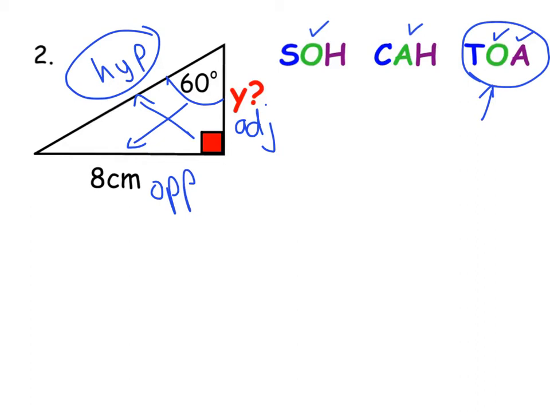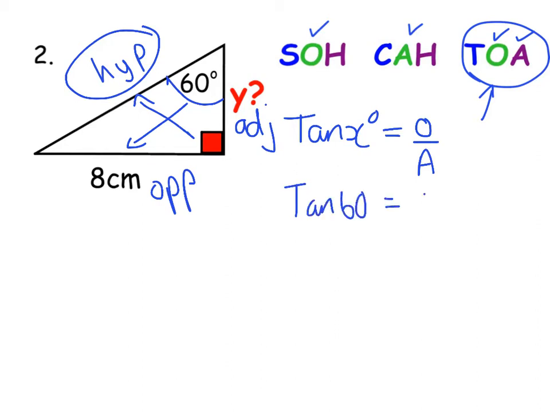So we're using tan. So tan of our angle, tan x degrees, equals opposite over adjacent, so O over A. Put in your angle, it's tan 60 equals, our opposite is 8 and our adjacent is y. Now be careful with the substitution here.